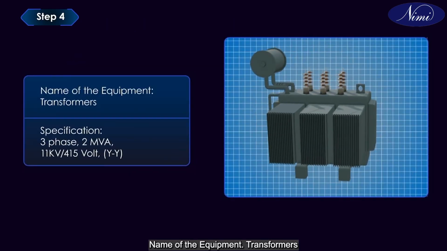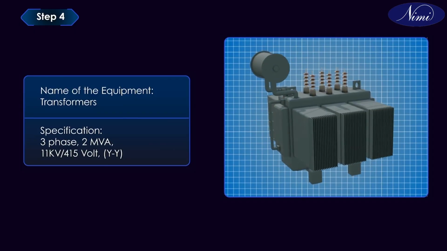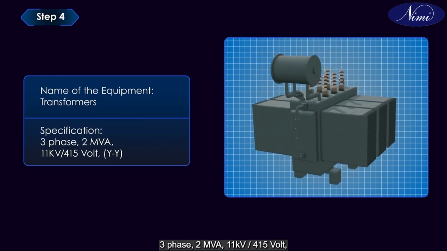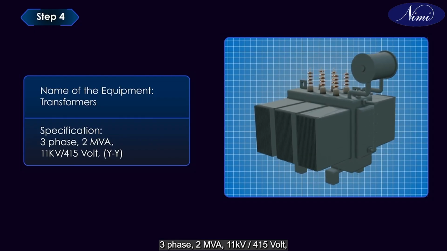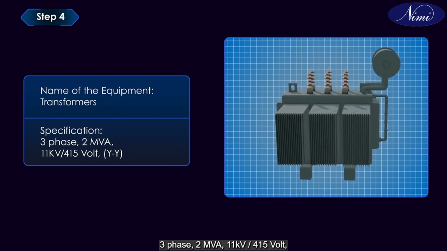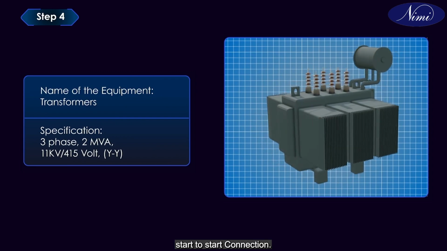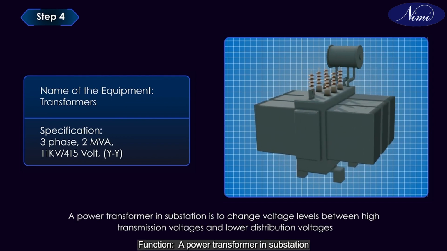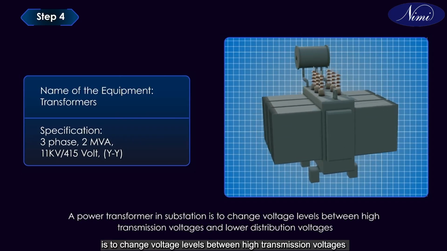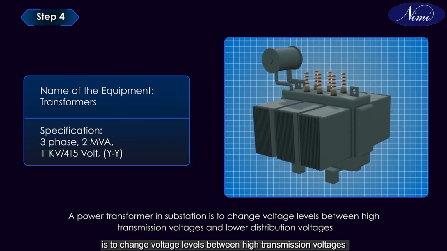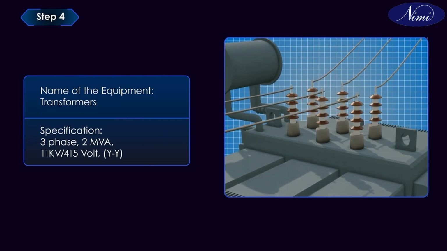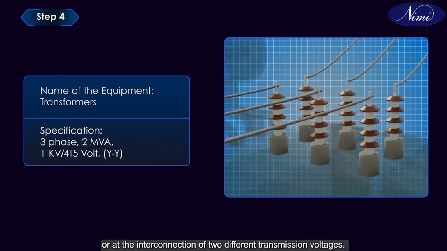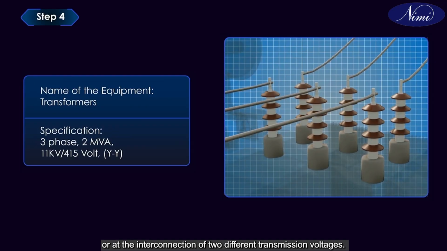Name of the equipment: transformers. Specification: 3-phase, 2 megavolt ampere, 11 kilovolt step down, 415 volt star to star connection. Function: a power transformer in a substation is to change voltage levels between high transmission voltages and lower distribution voltages, or at the interconnection of two different transmission voltages.